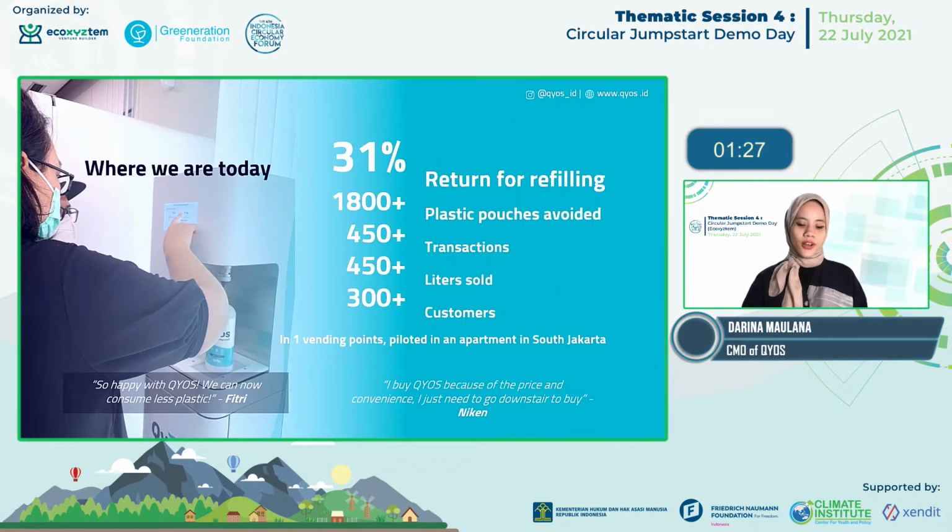Next. Kios has already validated this idea by testing a pilot in one apartment in Jakarta for 1 year. In that one place, we already have more than 300 customers, 31% of whom have returned for refilling, and we have already avoided more than 1,800 plastic pouches. Within just this one place, we see that if we scale up the market and the product, the impact will be on a greater scale.